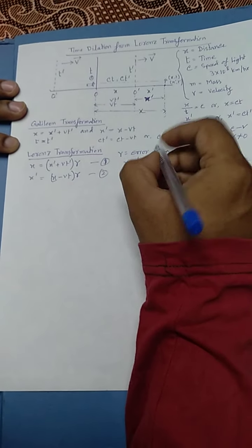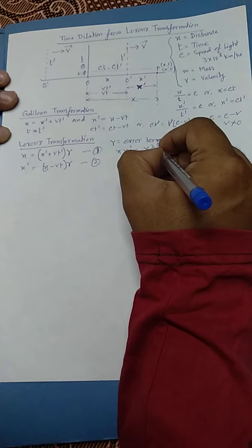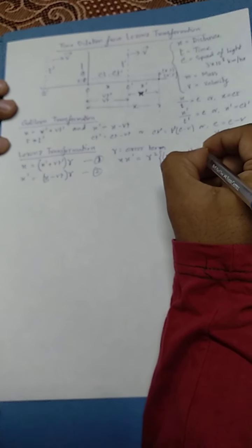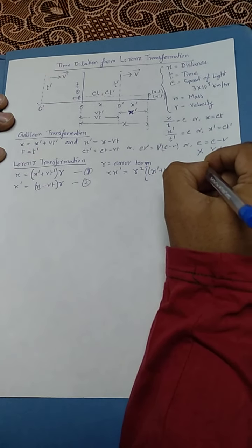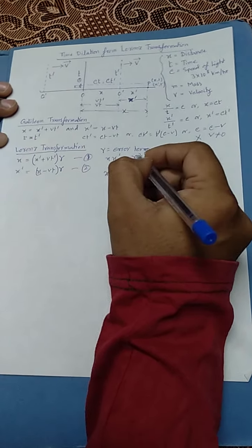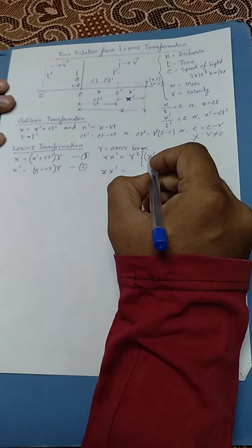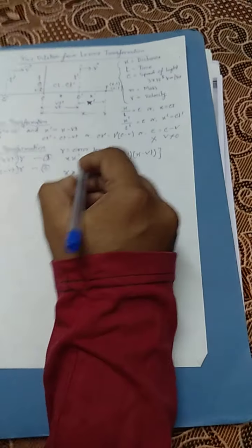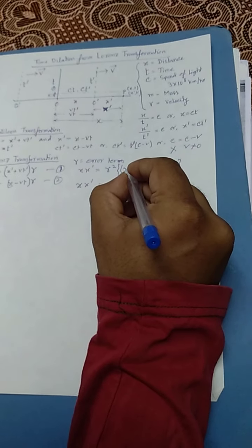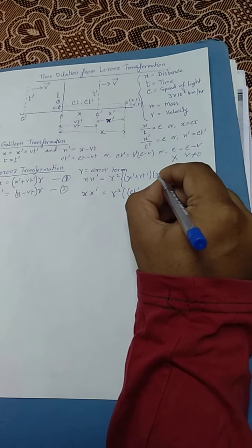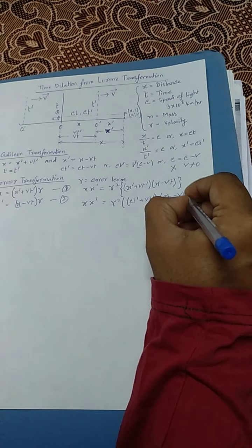Now from these two equations, if I multiply them, we have x prime times x equal to gamma squared times (x prime plus vt prime) into (x minus vt). Now if I put x prime equal to ct prime and x equal to ct, I have gamma squared x prime x equal to (ct prime plus vt prime) into (ct minus vt).